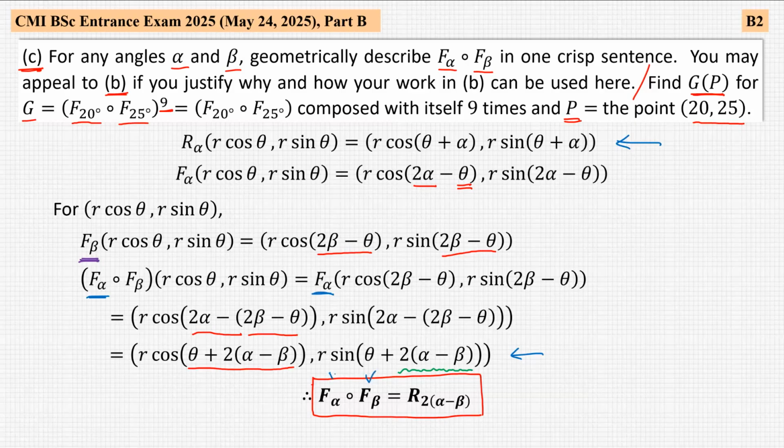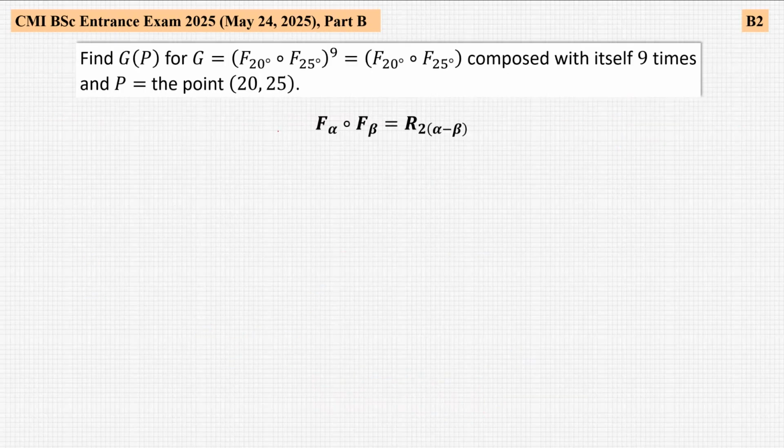That is, two consecutive reflection operations are equivalent to a rotation operation. Using this result, let us deal with the next part of the problem, finding the point g of P. G is the function composition f 20 degrees after f 25 degrees, 9 times. And notice that f 20 degrees of f 25 degrees is equal to the rotation by the angle 2 times (20 degrees minus 25 degrees). Hence, it is a rotation by the angle negative 10 degrees, or 10 degrees in a clockwise direction.